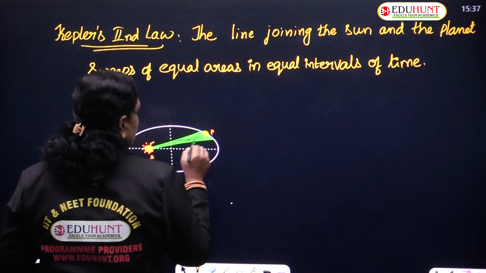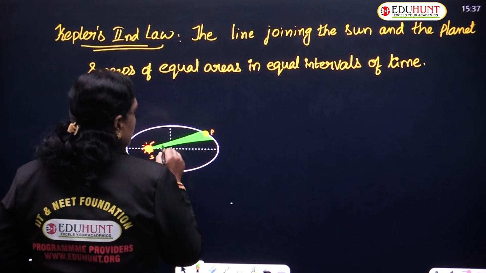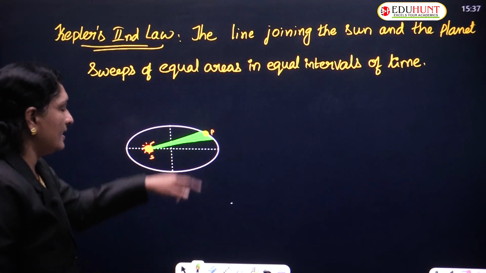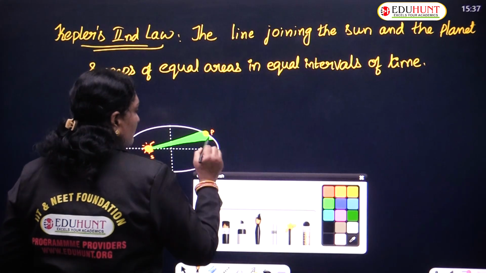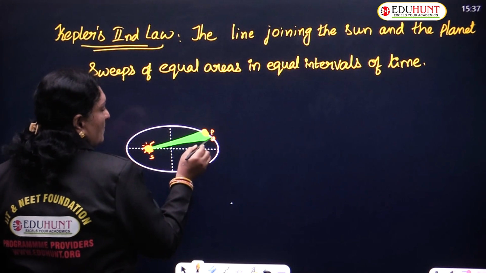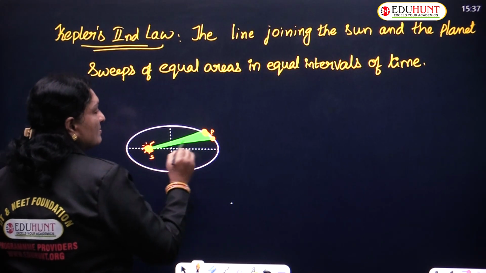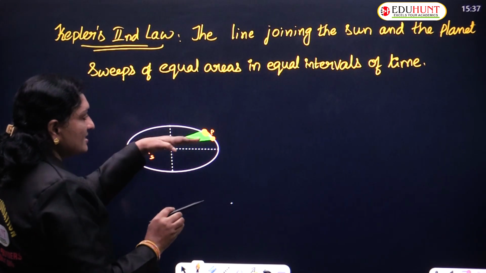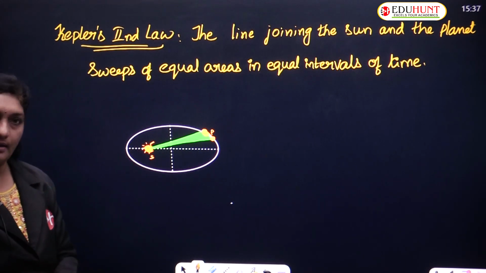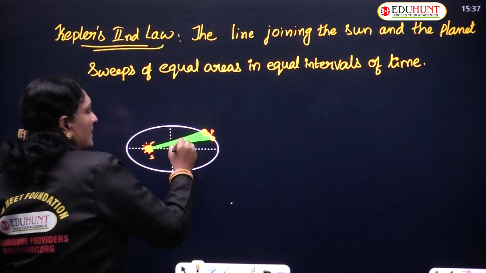Let us suppose that in some time, the planet has covered this amount of area. So earlier the position of the planet was somewhere here, and now the new position of the planet is here. As the planet moves from here to here, the line joining the sun and planet covers this portion of area. That green colored portion of area was covered by this planet.